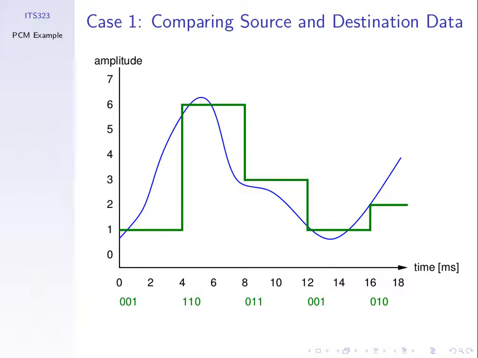It's not identical to the input, but we need it to be close. The closer it is to the input, the better the quality of the reproduction, we say. How do we get it closer? How do we get the received analog data to be closer to that blue line, to make it look like the blue one?